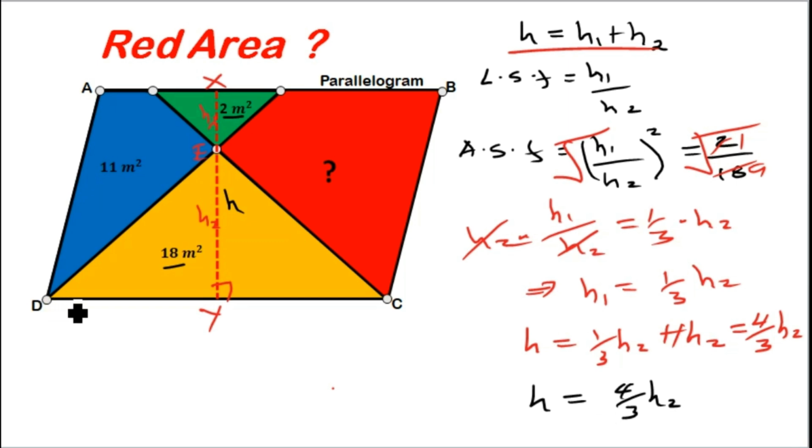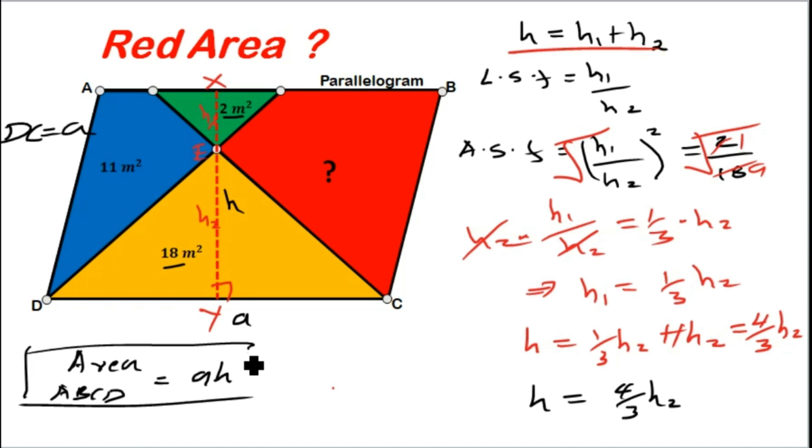Now, if you let the base of this parallelogram from D to C be A, so that length DC equals A, then the area of the parallelogram ABCD is base times height, because the height of the parallelogram is H. This is the area of the parallelogram ABCD. So how do we determine this area of the parallelogram?